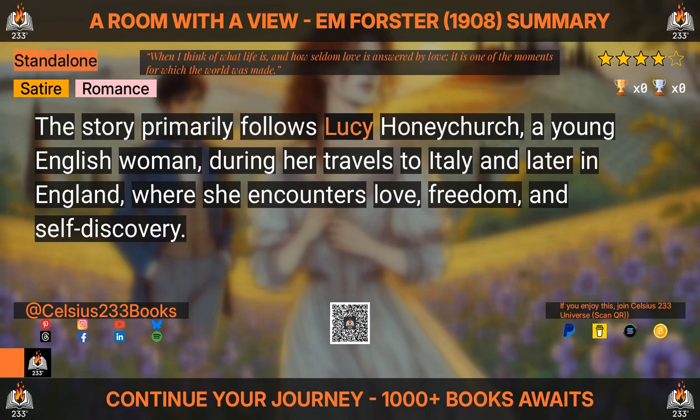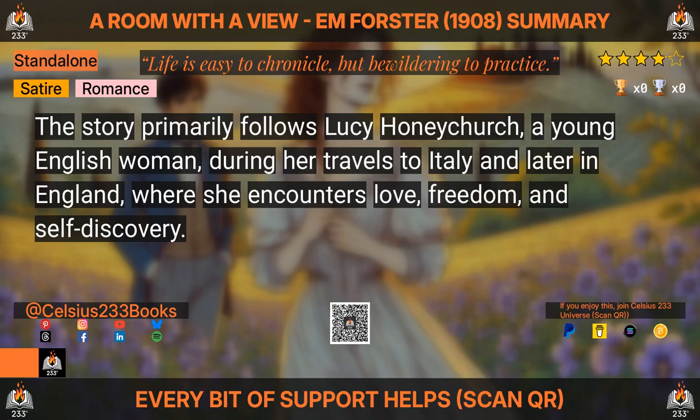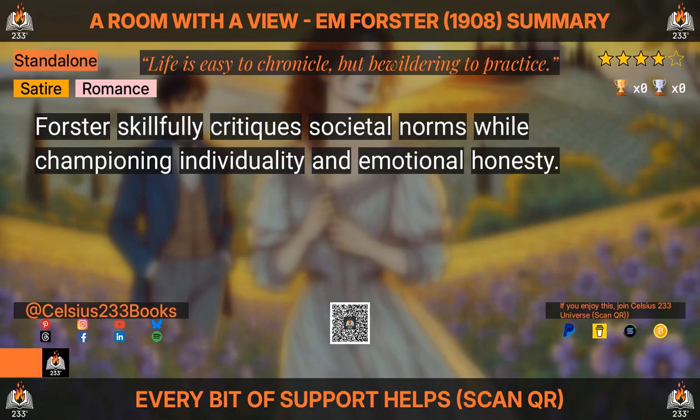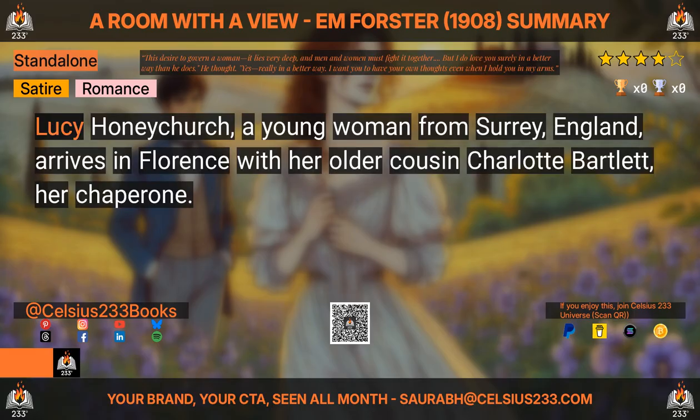The story primarily follows Lucy Honeychurch, a young English woman, during her travels to Italy and later in England, where she encounters love, freedom, and self-discovery. Forster skillfully critiques societal norms while championing individuality and emotional honesty.